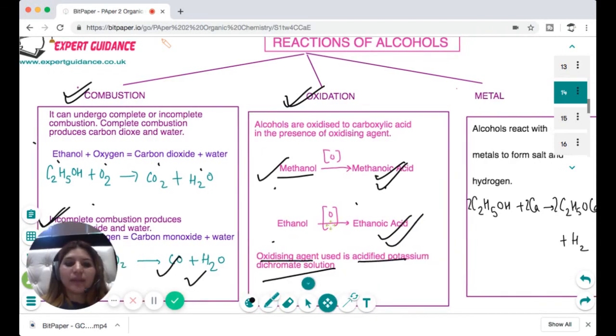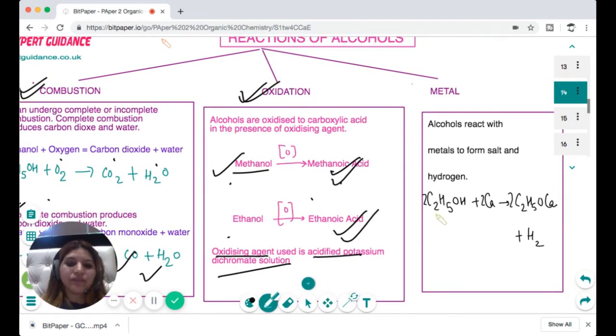And alcohols, basically, they act like an acid. So they react with metals to form a salt and hydrogen. So alcohols react with metal to form a salt and hydrogen. So here we have ethanol with calcium and it forms calcium ethanoate plus hydrogen. Okay, so I hope all these reactions are clear to you.